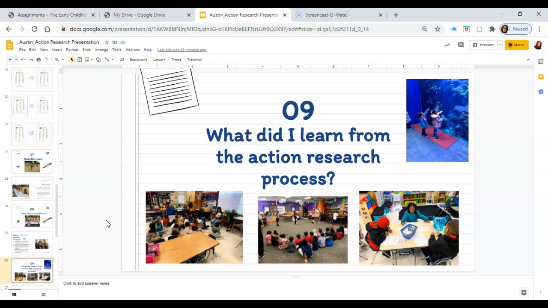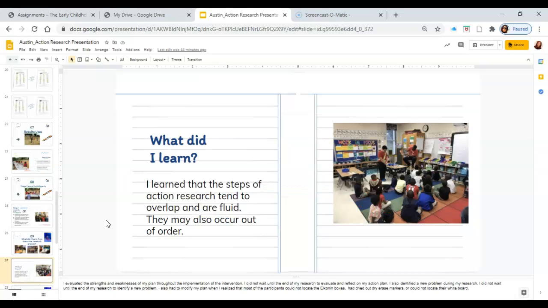What did I learn from the action research process? I learned that the steps of action research tend to overlap and they are fluid, and they may also occur out of order. I evaluate the strengths and weaknesses of my plan throughout the entire process of this action research study. As soon as I started to implement these interventions, I started noticing what I would have to modify.